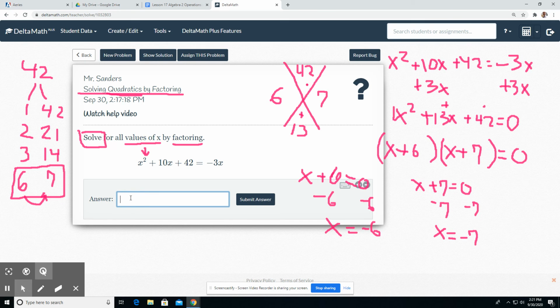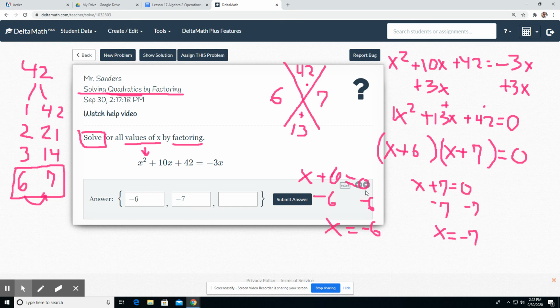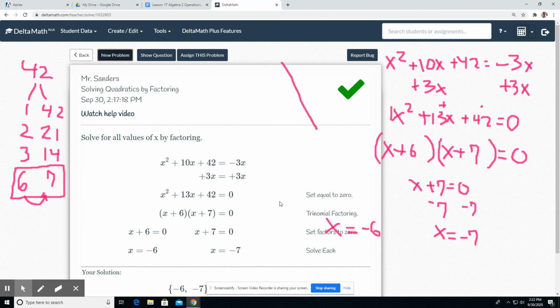We go ahead and put those in. -6, comma, and -7. Also, right here, there's some adding and subtracting cells. So if I wanted to add another answer, I'd click the plus sign. If I wanted to subtract it, I click the minus sign. Got it.